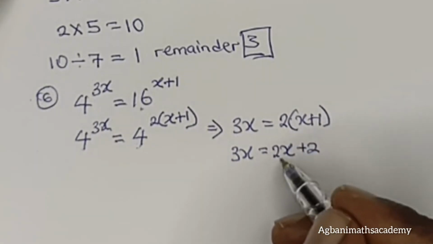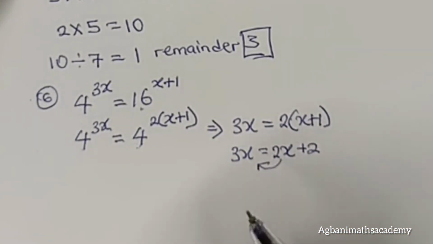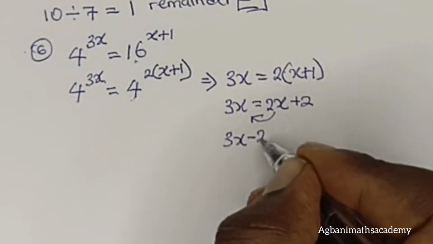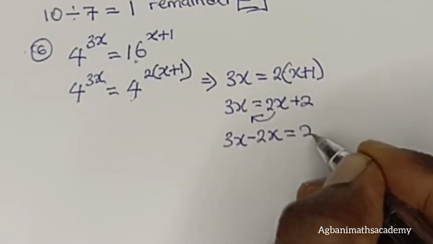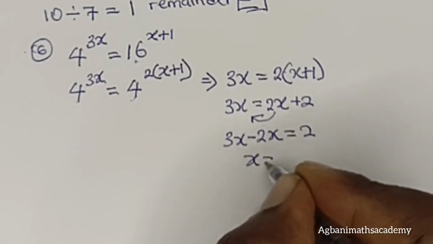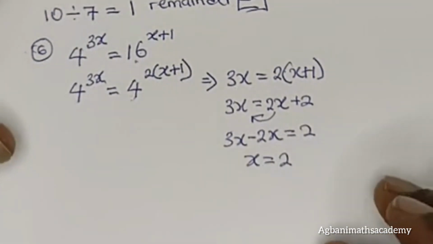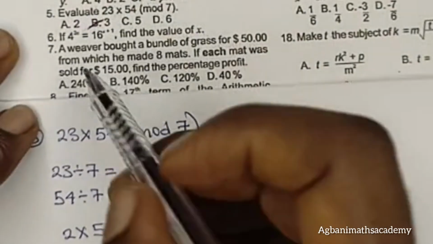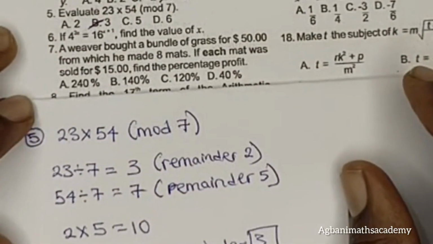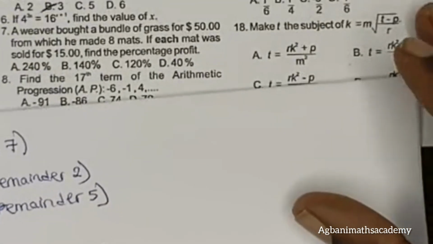So when we move 2x to the left, it becomes a minus. So we have 3x minus 2x is equal to 2. 3x minus 2x will give us x. So x is equal to 2. So that is the answer to the question. But looking at the options here, we see that there are no options for this particular question. So now let's go to number 7.